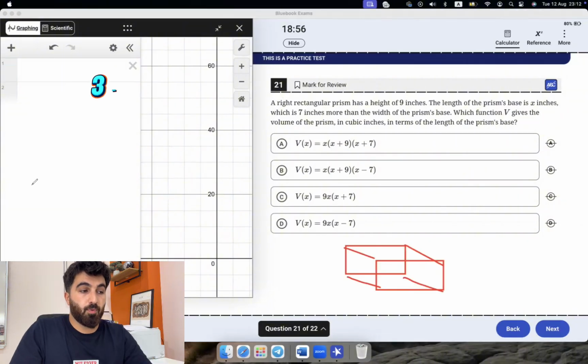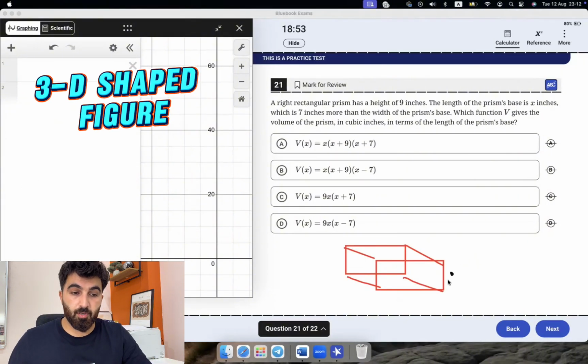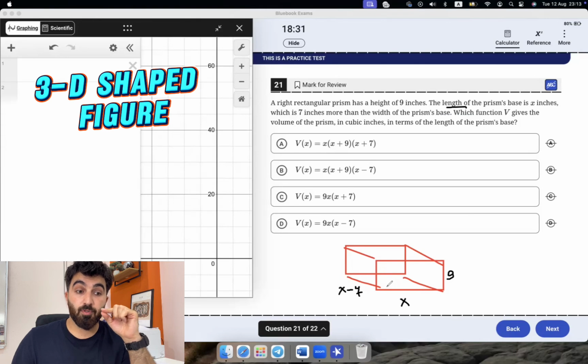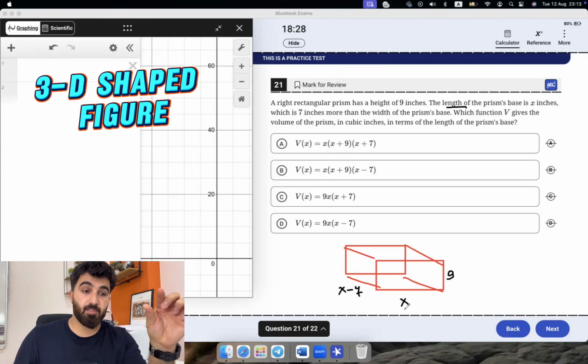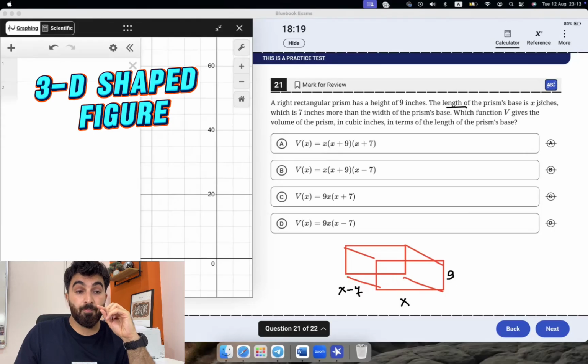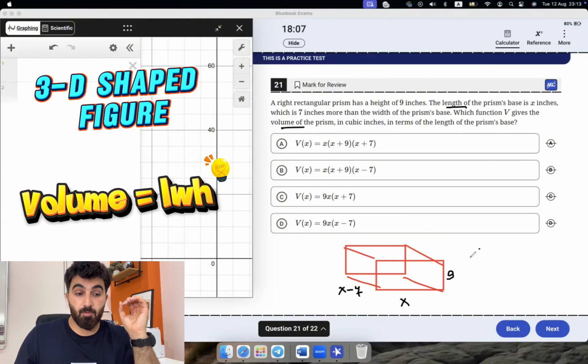Last two questions we've got. What we are given: the height is 9. Okay, cool. The length is x, which is 7 more than the width. If the length is x and it is 7 more than the width, it means the width is x minus 7. Be careful, students make mistakes here. They name one x and the other x plus 7, saying one of them is 7 more than the other. But the mistake is what? The length is given as x and x is 7 more than the other one, so the other one is automatically 7 less. Volume is the product of them: x multiplied by 9 multiplied by x minus 7.